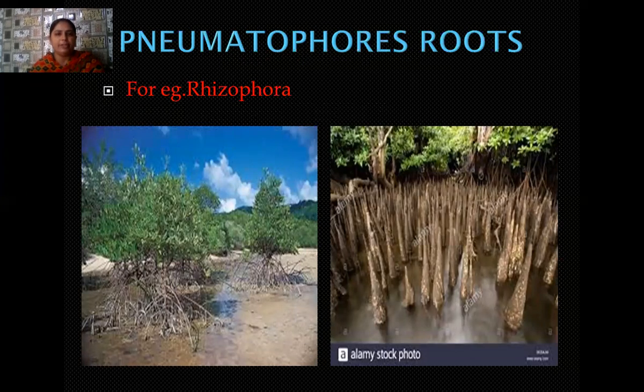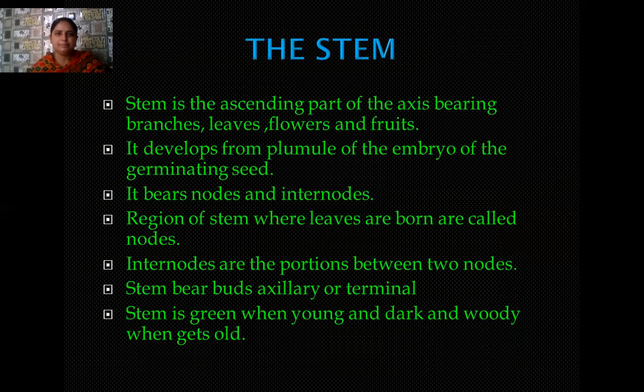As I have already told you, these are found in those plants which generally grow in swampy areas or moisture-rich habitats. Here is the picture of the Rhizophora plant. Here so many roots come out from the surface of the ground and grow in a vertical fashion, and in this way these roots help the plant to get more and more oxygen for respiration. These have a special name, known as pneumatophores.